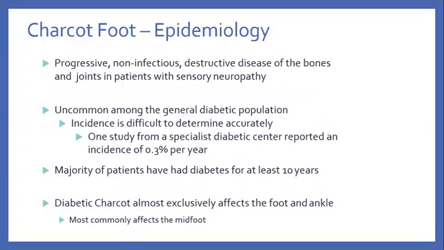In terms of epidemiology, Charcot is a progressive, non-infectious, destructive disease of the bones and joints in patients with sensory neuropathy. It's uncommon among the general diabetic population, and its incidence is difficult to determine accurately. There was one study from a specialist diabetic center that reported an incidence of 0.3% per year. The majority of patients that have Charcot have had diabetes for at least 10 years. Diabetic Charcot almost exclusively affects the foot and ankle, and most commonly affects the midfoot.